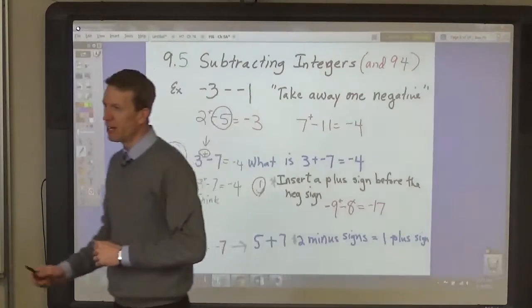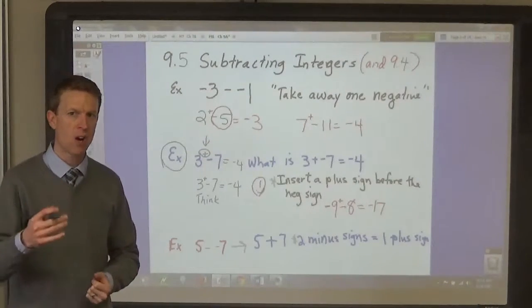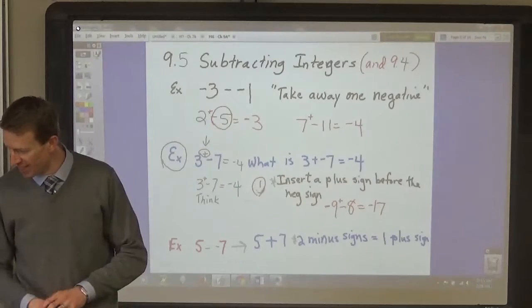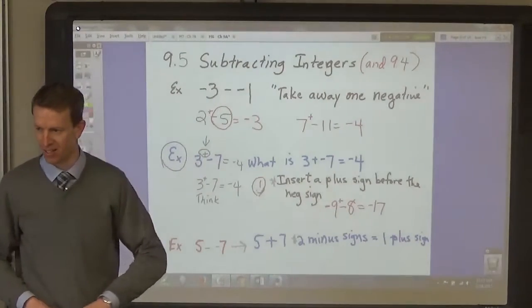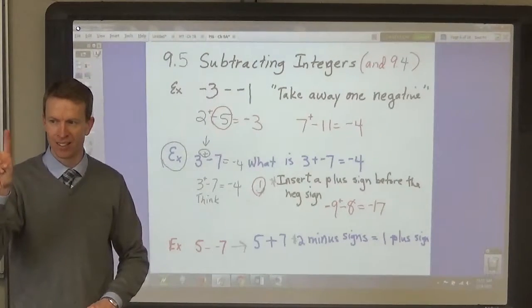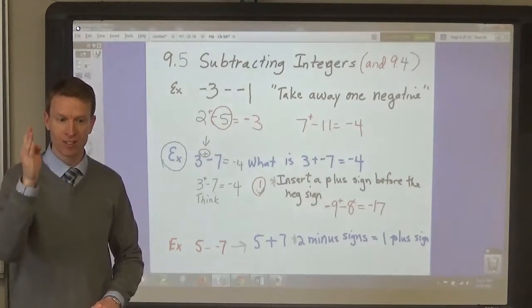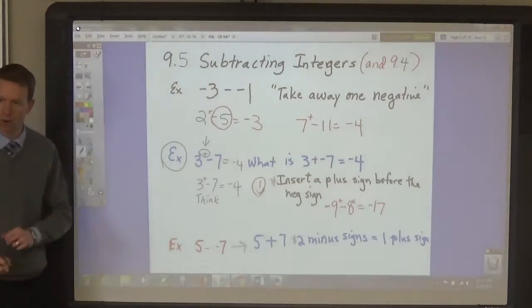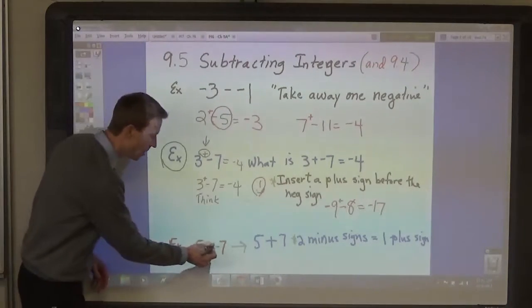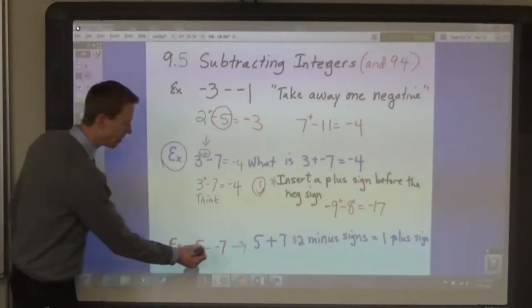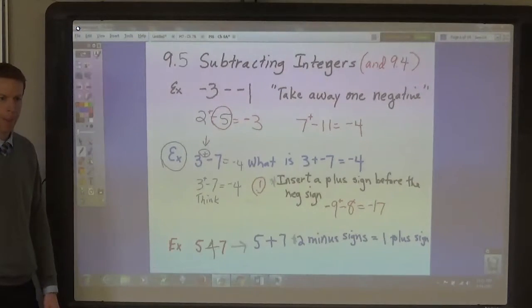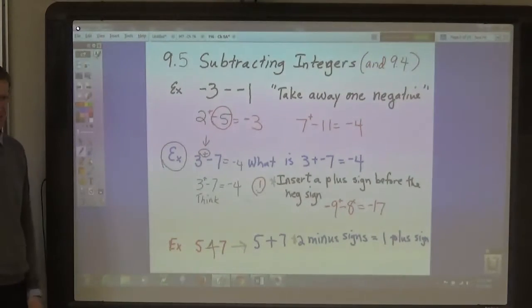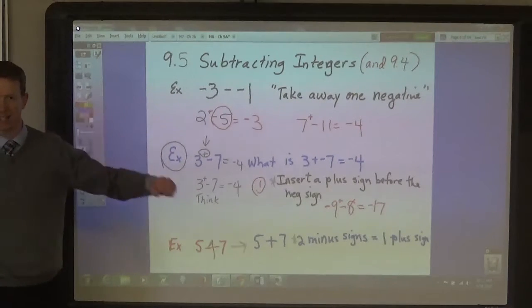Minus a negative number. In English class, you may have heard somebody say, I don't not like pizza. What does that mean? They actually like it. I don't not like pizza. It's a double negative in a row. I don't not. I do. And that's kind of like what this is. A double negative. Two negatives in a row. And they cancel each other out. Two minus signs in a row cancel out and become just plus. So 5 minus negative 7 becomes plus. That's why I said at the beginning of class, minus equals plus.